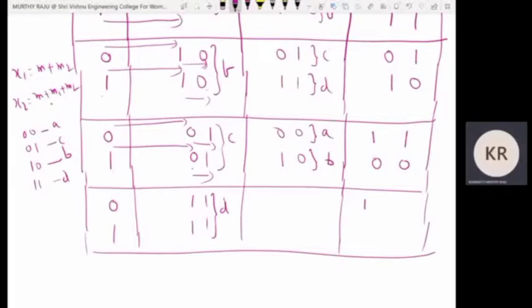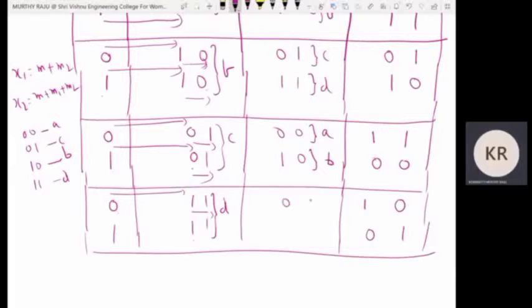Next, x2 is equal to M exclusive OR with M1 exclusive OR with M2. M is 0 exclusive OR with 1, exclusive OR with 1. 0 exclusive OR with 1 is 1. 1 exclusive OR with 1 is 0. And next, x1 is equal to M exclusive OR with M2. 1 exclusive OR with 1 is 0. 1 exclusive OR with 1 is 0. 0 exclusive OR with 1 is 1. Now perform shifting operations.